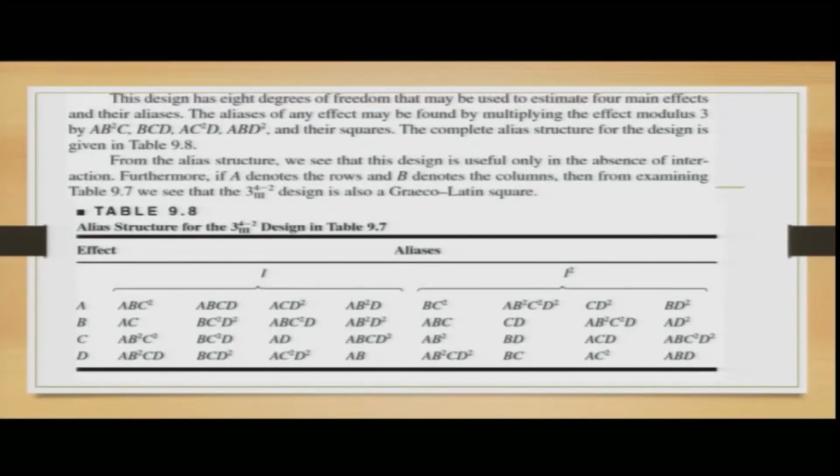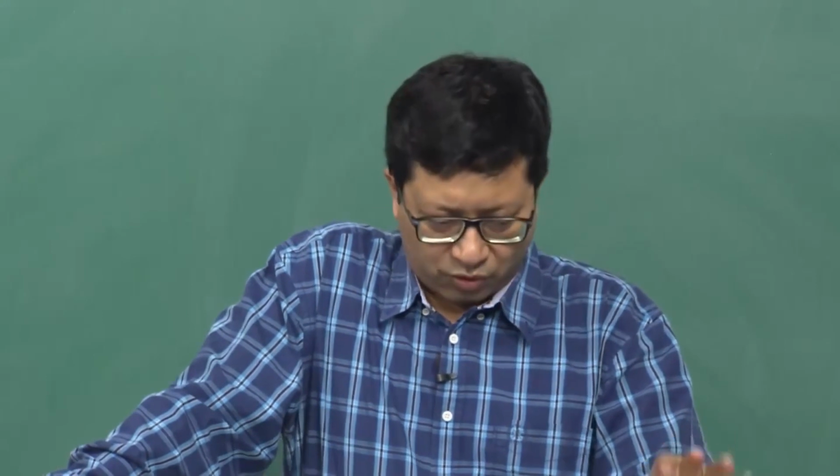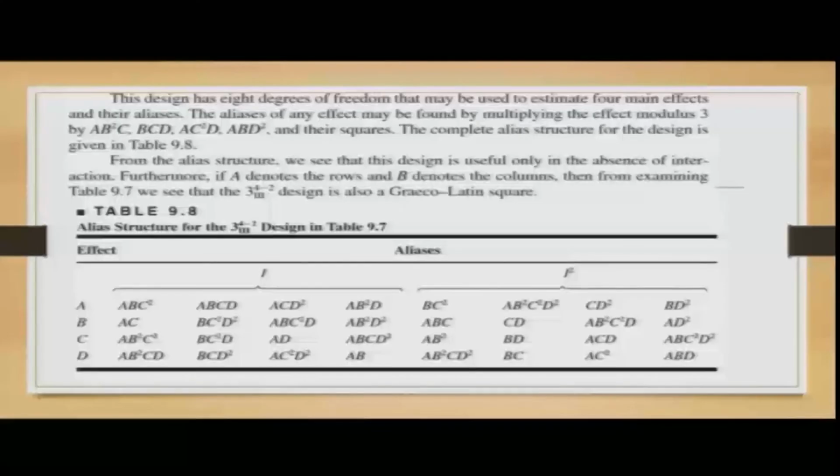This design would basically have 8 degrees of freedom that may be used to estimate 4 main effects. So, you are basically dividing them into blocks and multiplying the blocks with respect to their number of observations such that we will get the LISs to the maximum level. The LISs of any effect can be found out by multiplying the effect by modulus 3. The complete LI structure for the design is given in table 9.8.